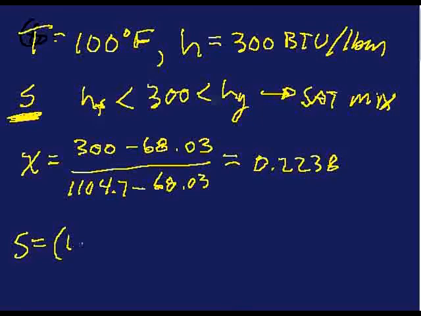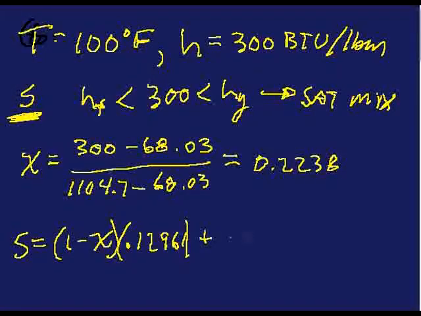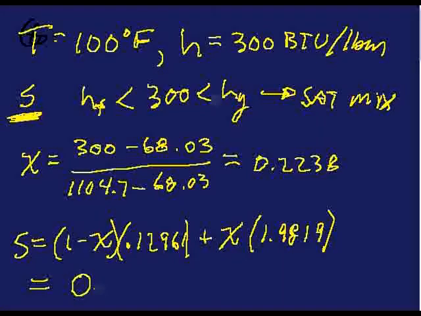S equals 1 minus this X that you've calculated times the liquid entropy, which is 0.12961, plus the vapor entropy times X, or X times 1.9819. So that was a multi-part problem, and you find S is equal to 0.5441. So that takes care of problem 3.